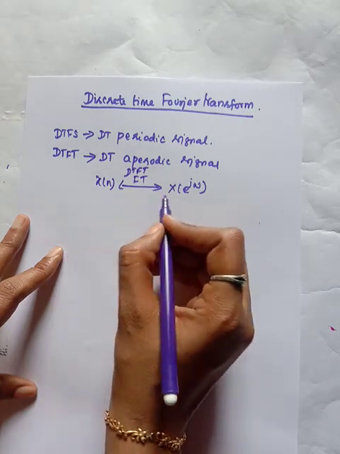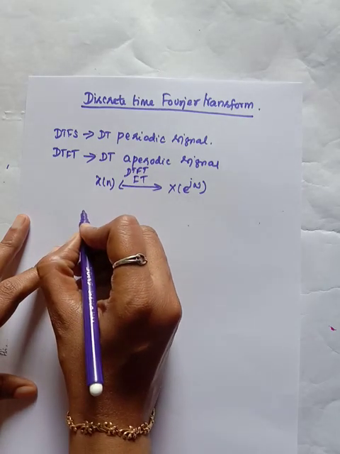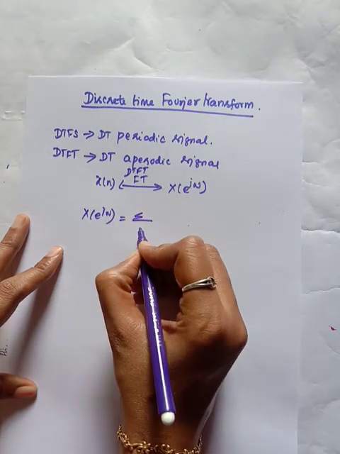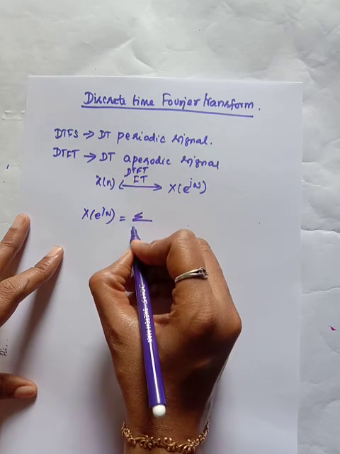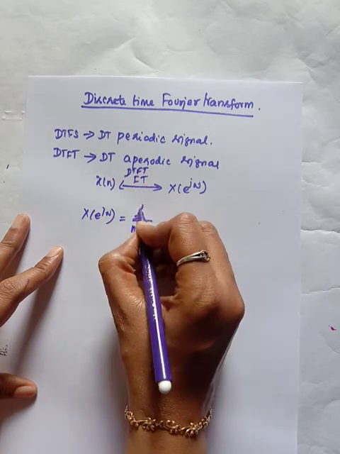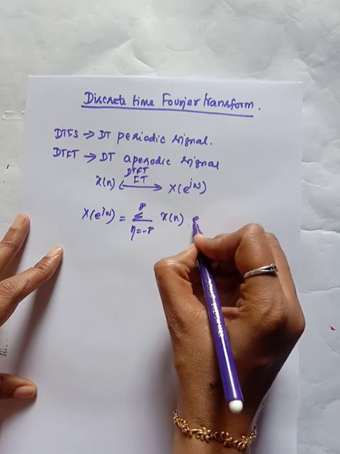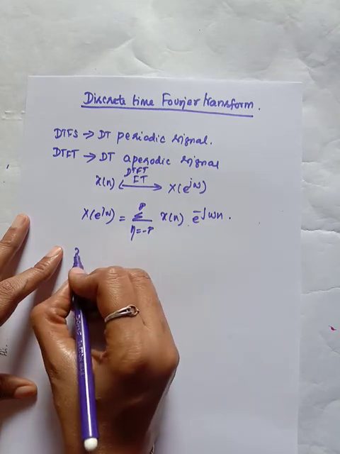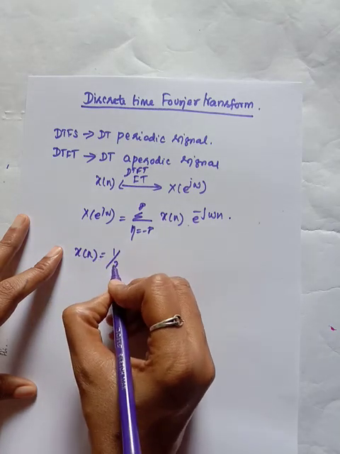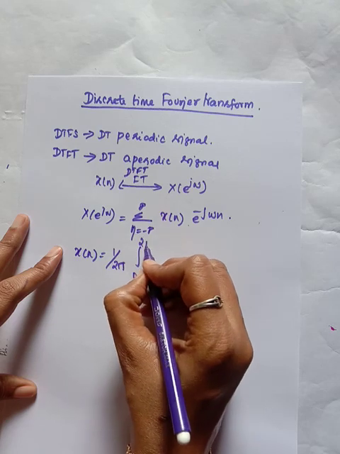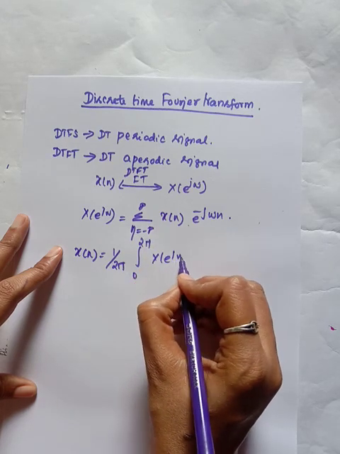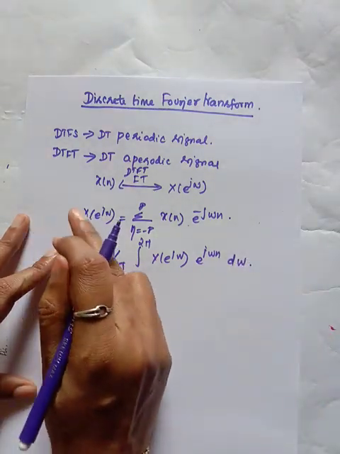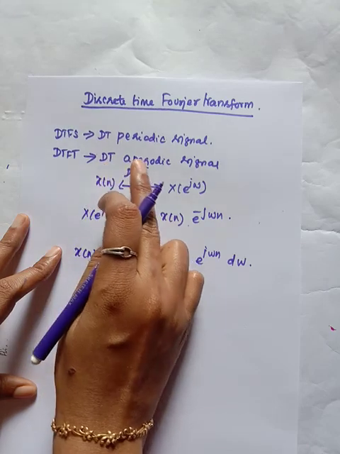Also, the formula for x of e power j omega is, since it is discrete, a summation: x of e power j omega is equal to the summation from n equals minus infinity to infinity of x of n e power minus j omega n. So this is the formula. And similarly the inverse: x of n is equal to 1 by 2 pi, integral from 0 to 2 pi, x of e power j omega, e power j omega n d omega. Here the signal is a discrete time aperiodic signal.